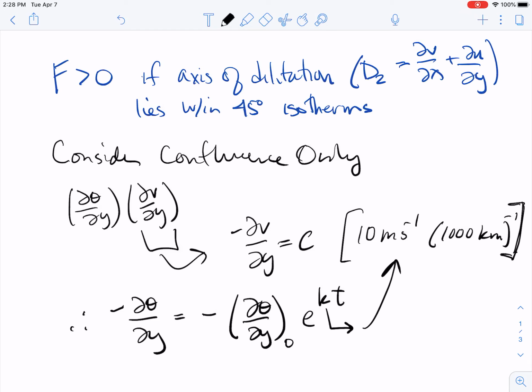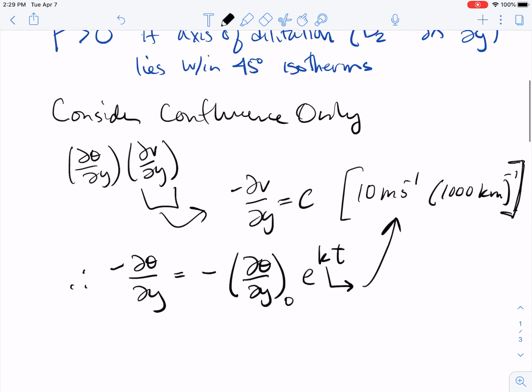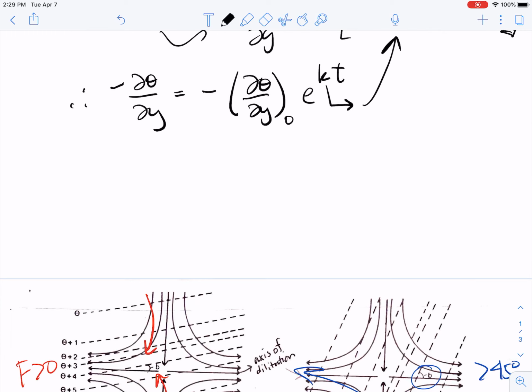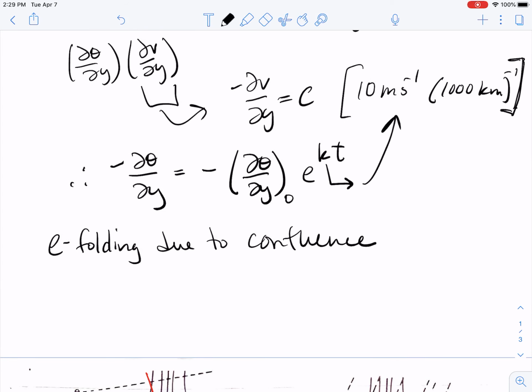And so that we can estimate then the time it's going to take to double our temperature gradient, or about double our temperature gradient here. We can assess at what time we are going to e-fold. Okay, and so we're essentially talking about the e-folding time due to confluence. And so the way we can do that is we're trying to solve for the time in our equation up here, knowing that we can substitute in k for our 10 meters per second per 1,000 kilometers.